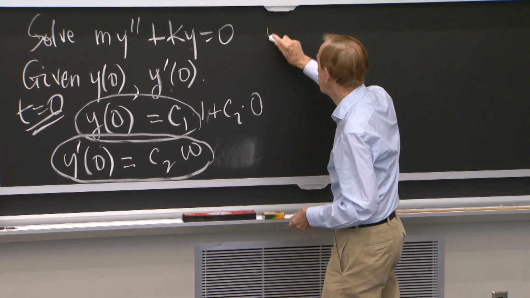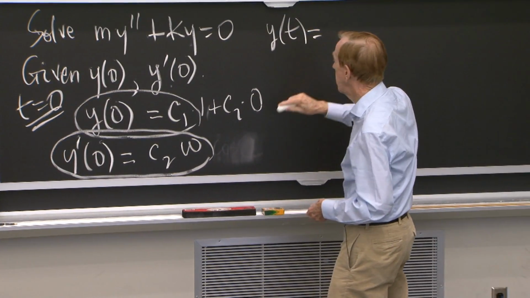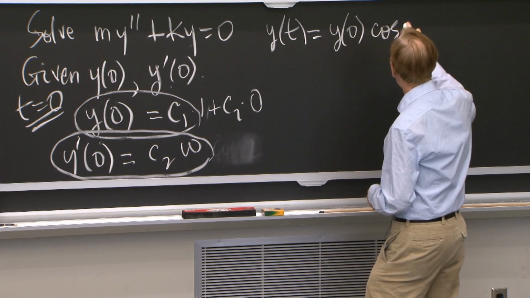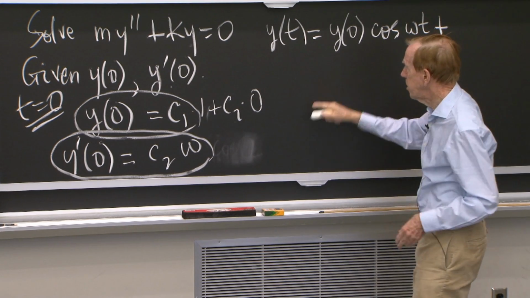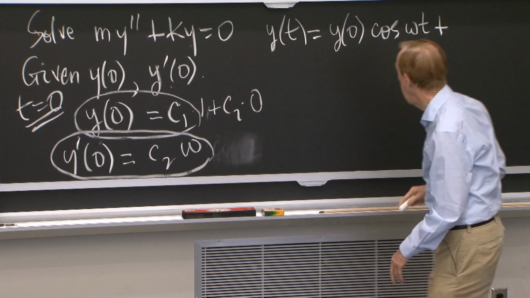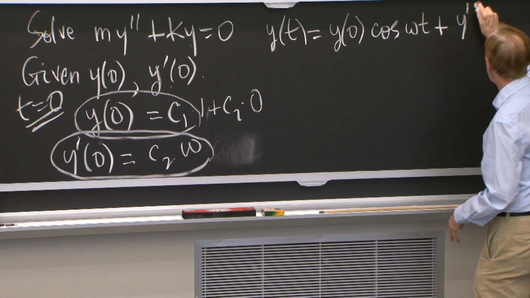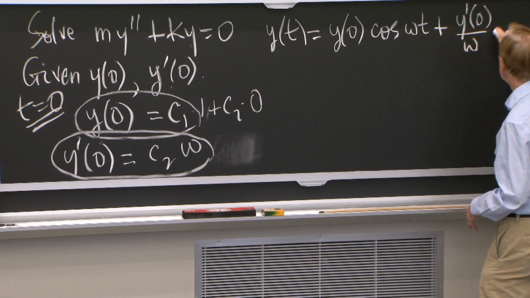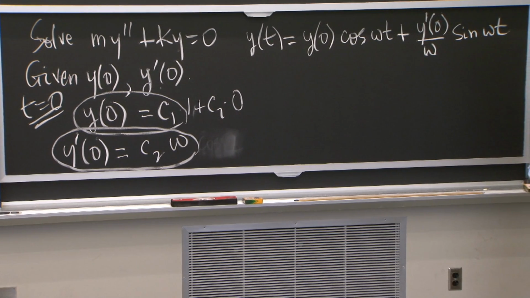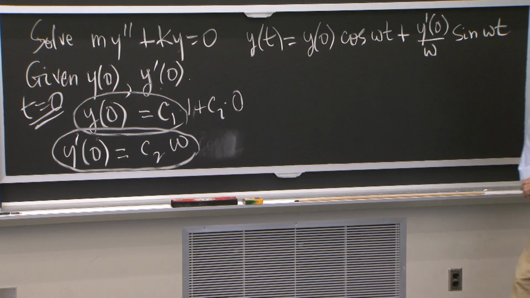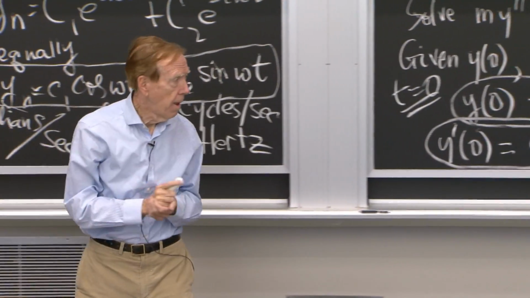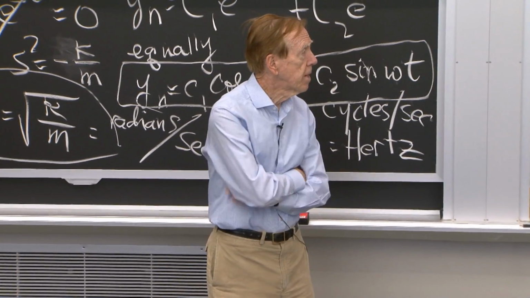So the solution is y of t equals y of 0 times cos omega t, since C1 is y of 0, and now notice, C2 is y prime at 0 divided by omega. So plus y prime of 0 divided by omega times sine omega t. There we go. Finish. Unforced problem solved. Everybody in this room could get to that point.